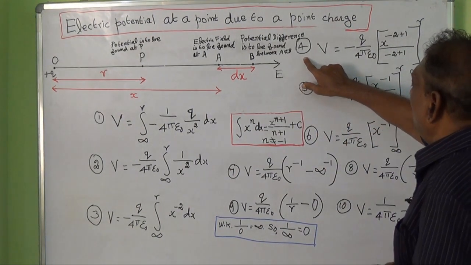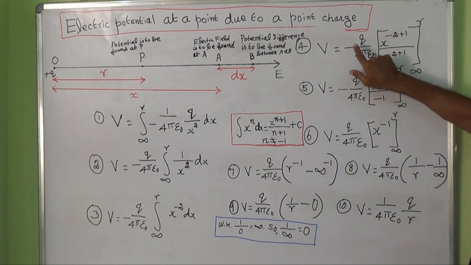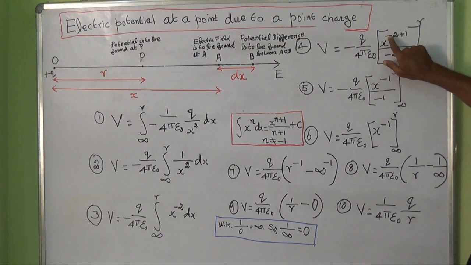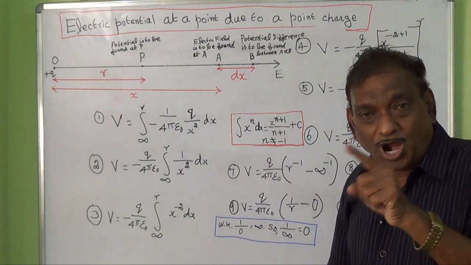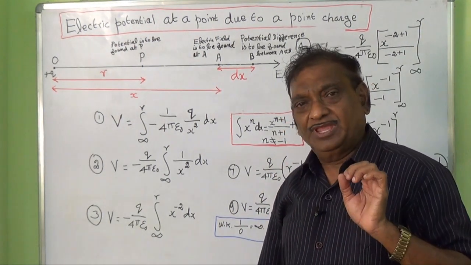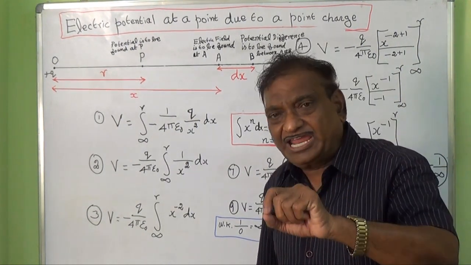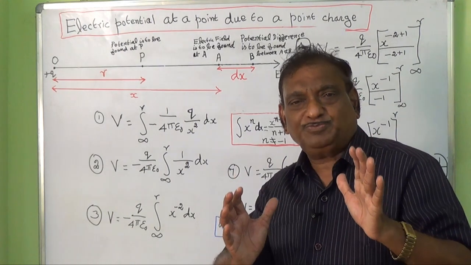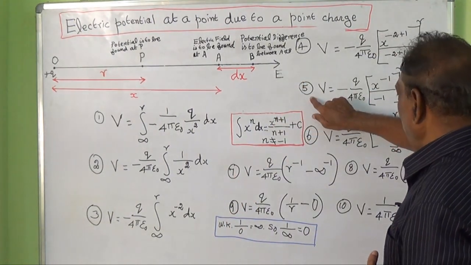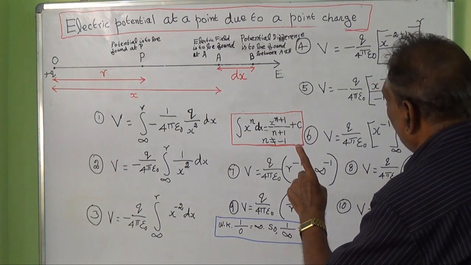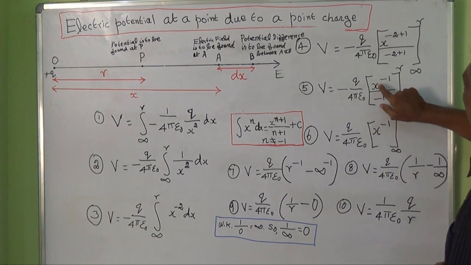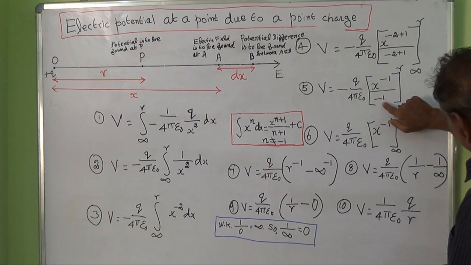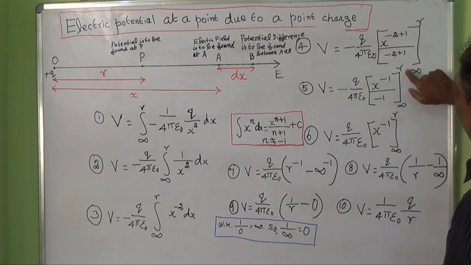So in the fourth step, potential V equal to minus Q by 4 pi epsilon naught x to the power minus 2 plus 1 by minus 2 plus 1. If we add the minus 2 plus 1, we will get minus 1. In the denominator also we will get minus 1. That step has been written as the step 5. Hence the step 5, potential V equal to minus Q by 4 pi epsilon naught x to the power minus 1 by minus 1, lower limit infinity, upper limit R.